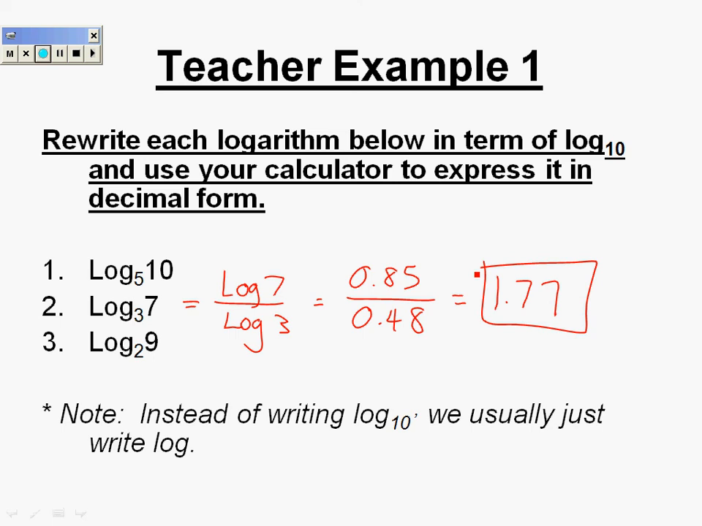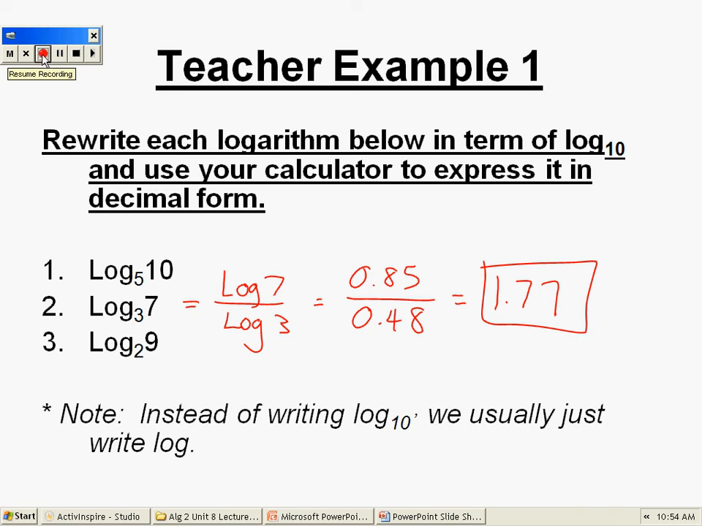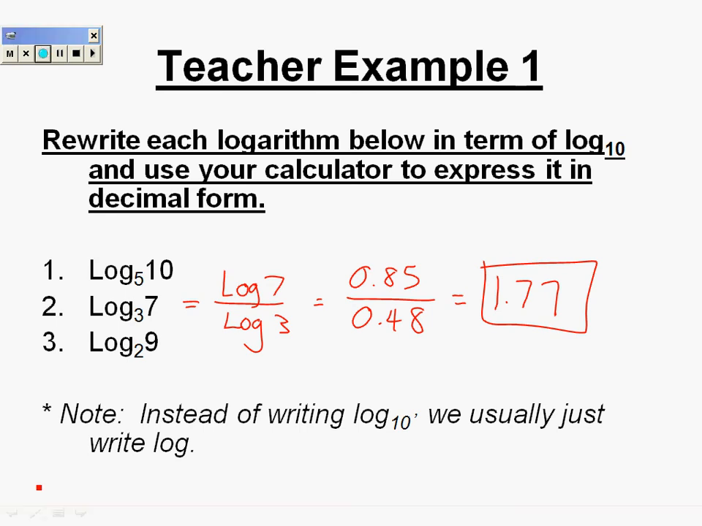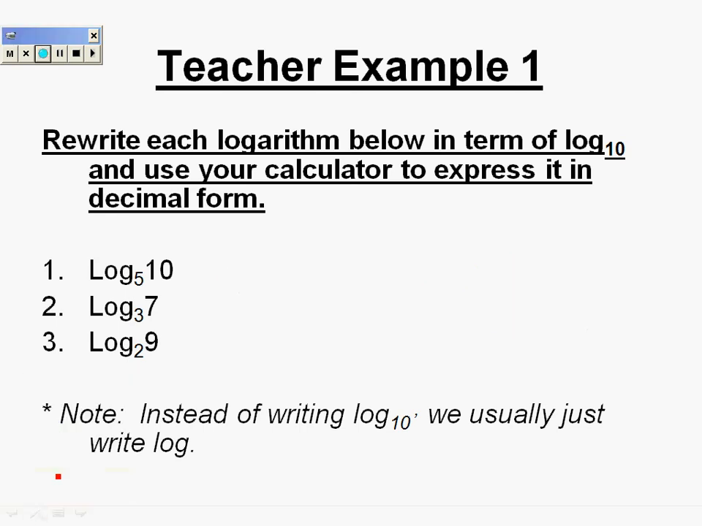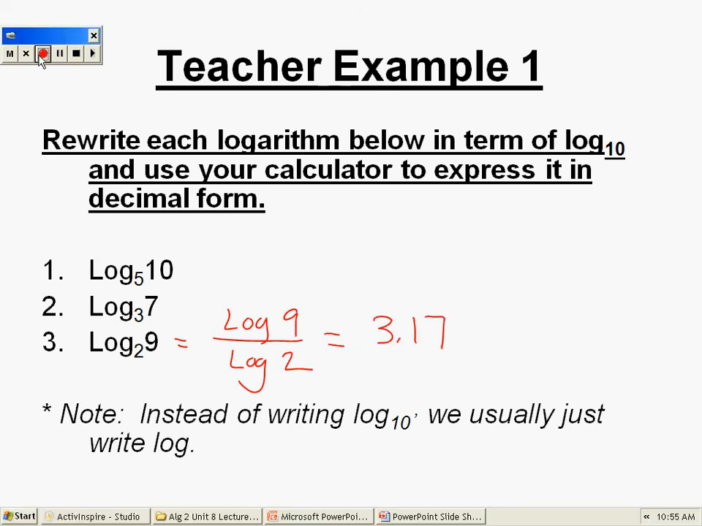All right, here we go. Now, Destiny asked a good question, and let's answer it. Notice I didn't put the base 10 because I had a little note down here. From now on, if it's base 10, I'm probably just not going to write it because log base 10 is the standard base, and so if I just put log, we can all know that that means log base 10, okay? So let's do one more problem here, number 3. It's going to be log of 9 over log of 2, and we'll get our answer. So it's 3.17.